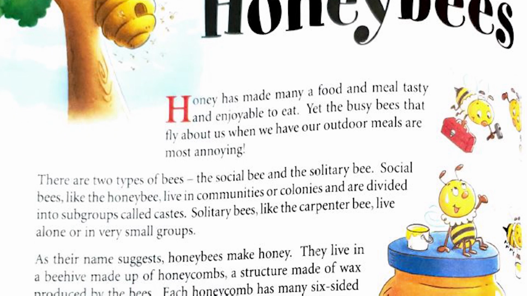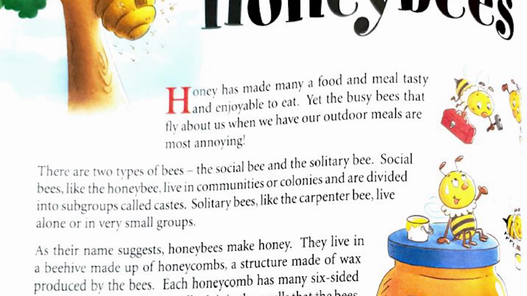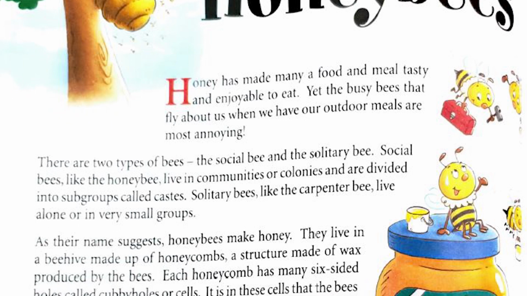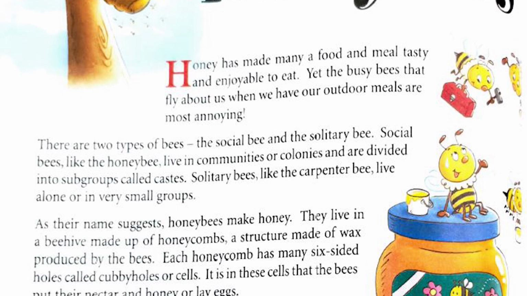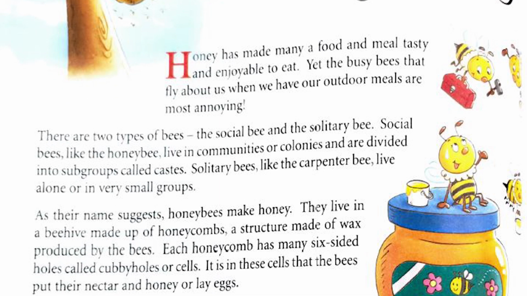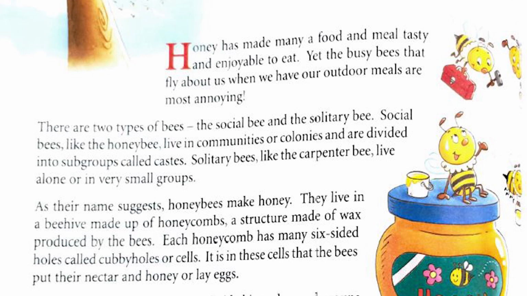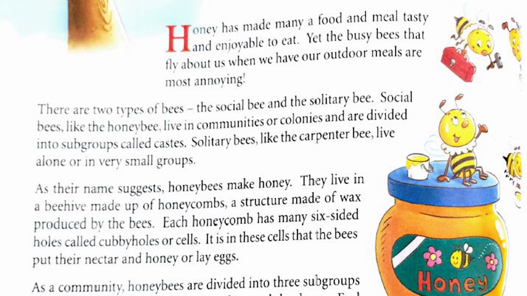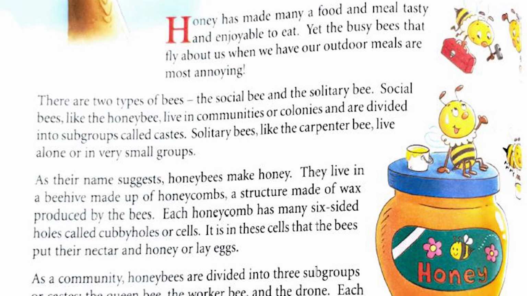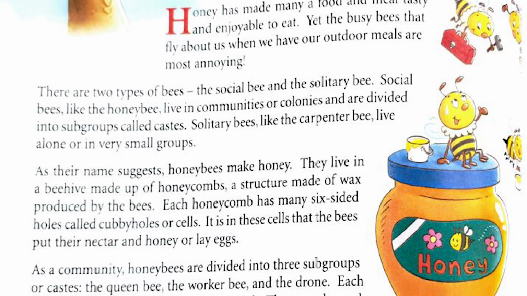As their name suggests, honeybees make honey. They live in a beehive made up of honeycombs, a structure made of wax produced by the bees. Each honeycomb has many six-sided holes called cubbyholes or cells. It is in these cells that the bees put their nectar and honey or lay eggs.